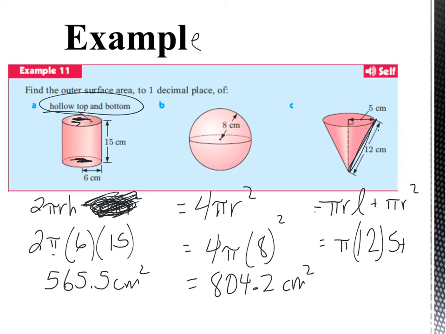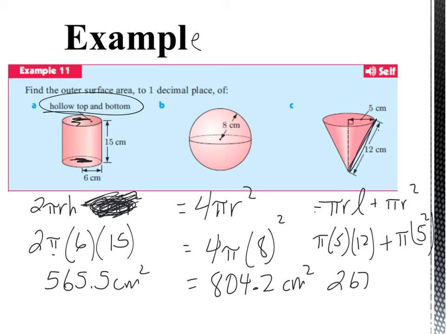Let me erase that and make it to where we can fit it all in there. All right, let's try this again. So we get pi times the radius of 5 times 12, plus pi times 5 squared, because that's my radius. And when I plug that into my calculator, I get 267.0 centimeters squared. And I added the 0.0 because it asks me to find it to 1 decimal place.